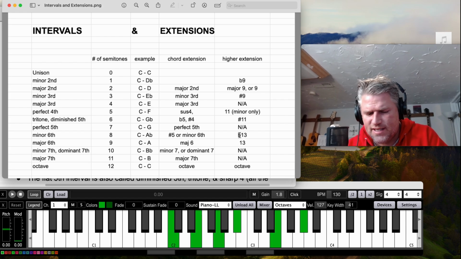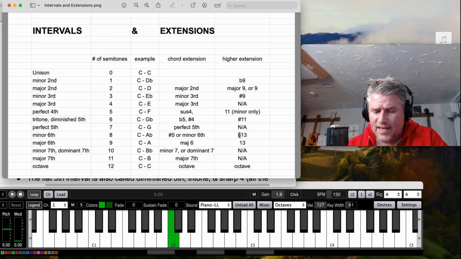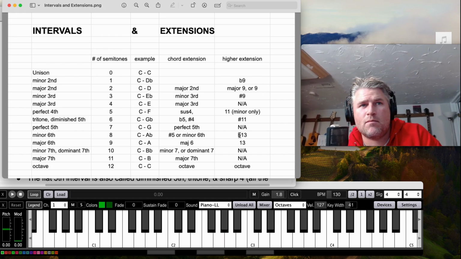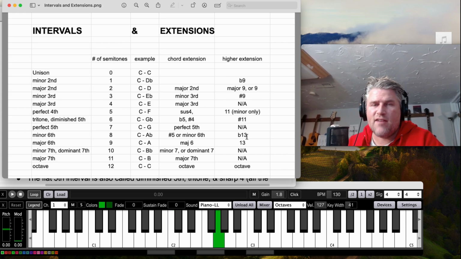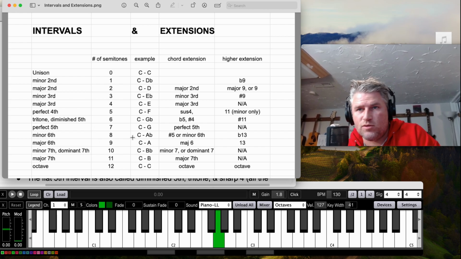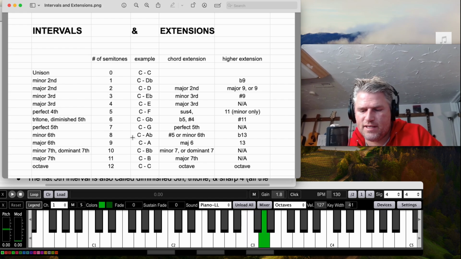Probably not the best voicings there, but flat 13, just memorize it, is the same as minor 6th or sharp 5. So sharp 5, minor 6, flat 13, all the same note. If we're in C, that's A flat. If we are in G, how do you count it in G? You go up 8 semitones from there. 1, 2, 3, 4, 5, 6, 7, 8.